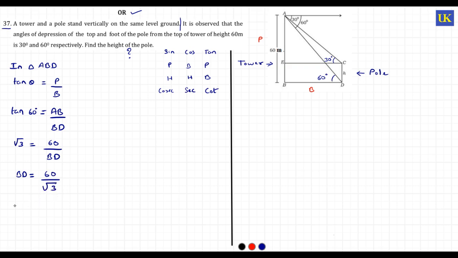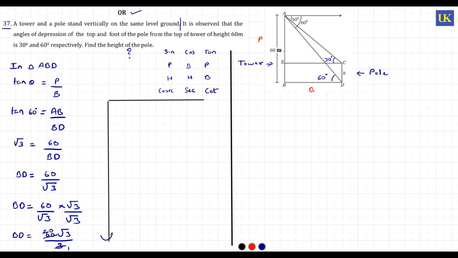So we have to rationalize the denominator now. So BD is equal to 60 divided by root 3 into root 3 divided by root 3. So this will become BD is equal to 60 root 3 divided by 3. So we'll cancel this. 3 ones are 3, 3 twos are 6, 0. So I'll continue here.